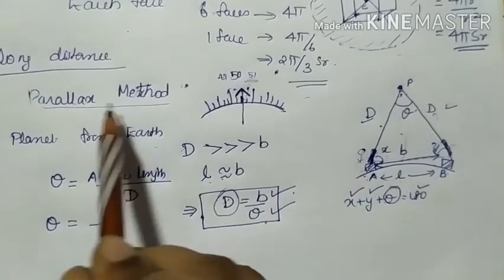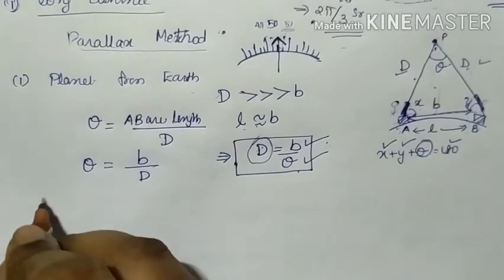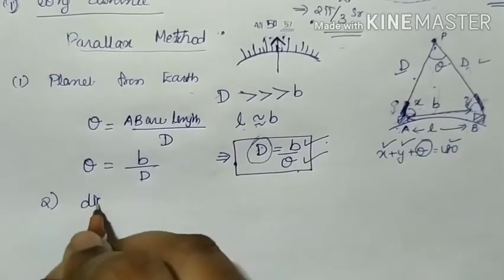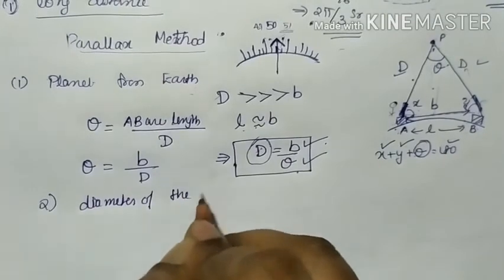Clear? Now, using the parallax method, the second thing I am going to find is diameter. What is it? The diameter of the planet.